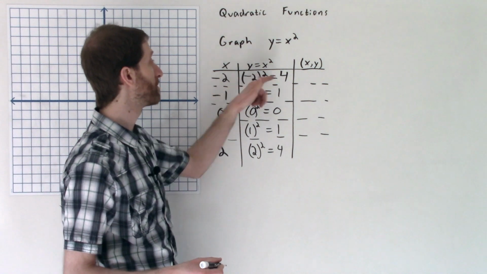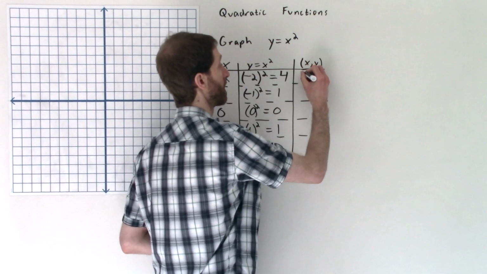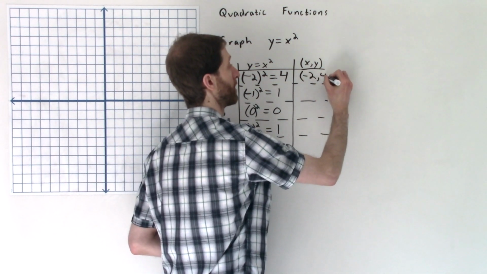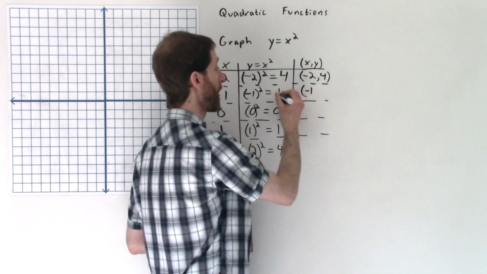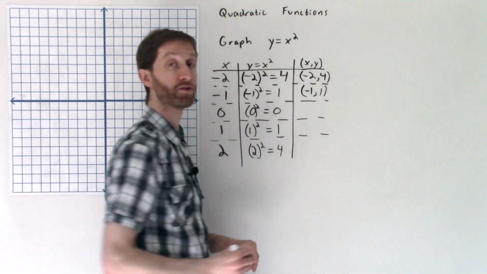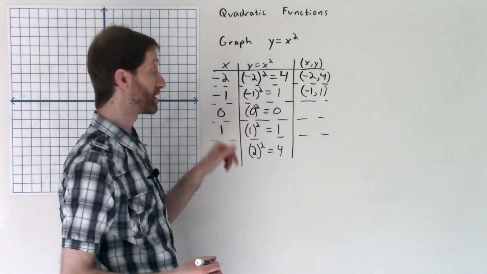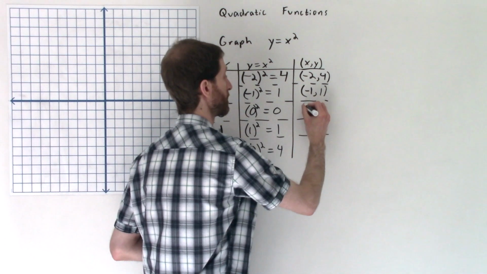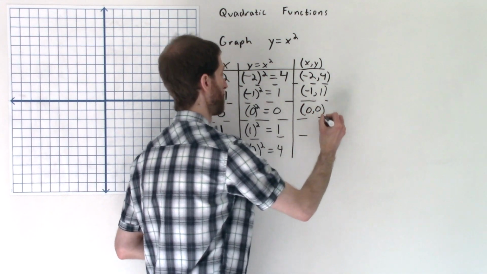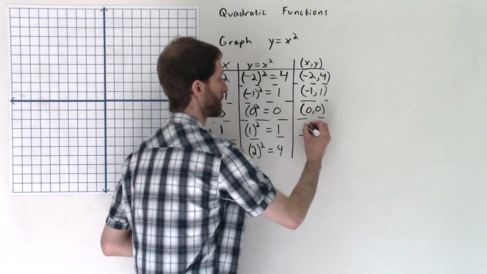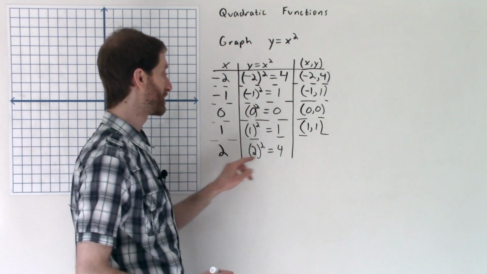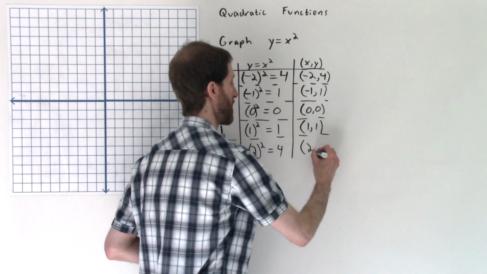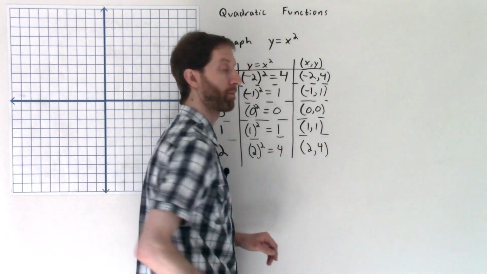-2 is the x value. The output was 4, so that's the point -2, 4. Nice. Then we get the input of -1, and the output was 1, so that's the point -1, 1. Then we've got the point 0 that we put in, and the output was 0, so that's the point 0, 0. We put in 1 and got out 1, so that's the point 1, 1. Almost to the fun part of graphing now. And then 2, 4. Pretty sweet. Input of 2, output of 4.